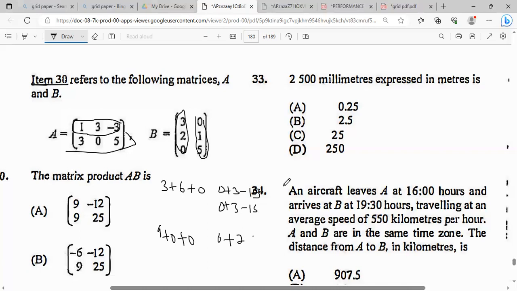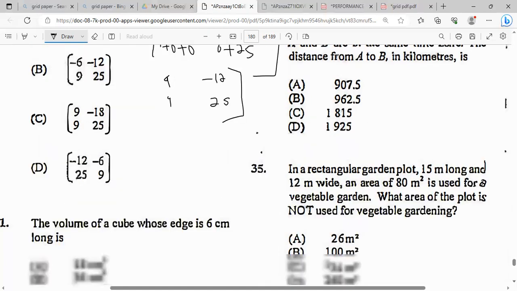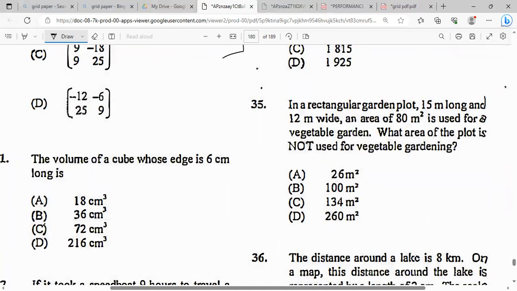So we are looking for them here now. We are looking for 9 over here, and this must be negative 12. This must be 9 plus 0 plus 0. That's 9. And then 25. So the answer is A. But guys, just remember it's row by column, and you're good.